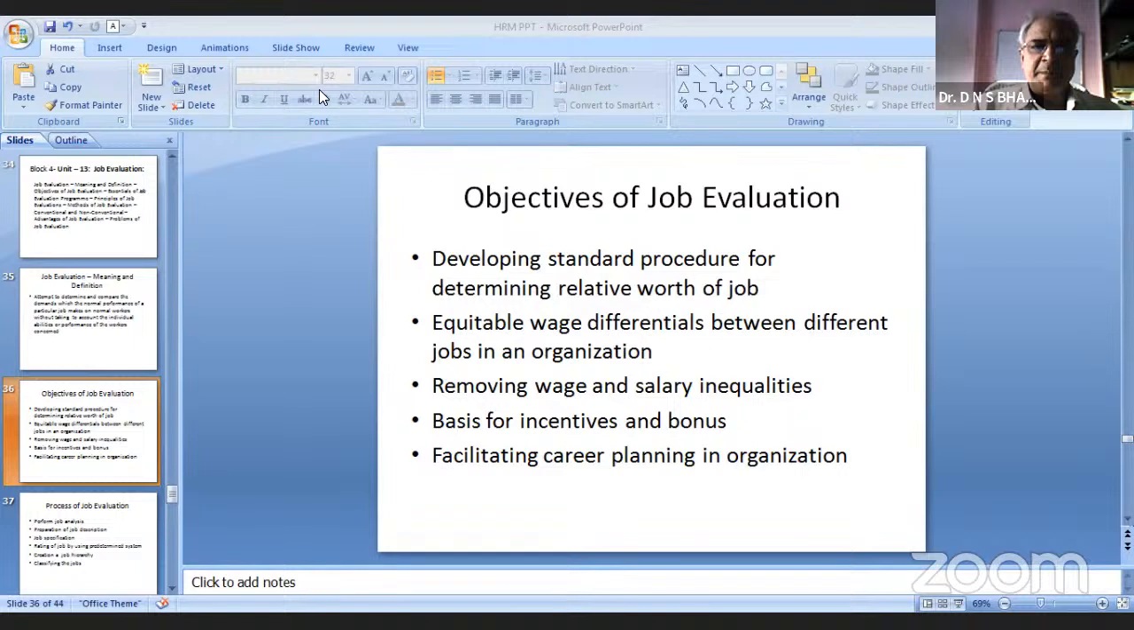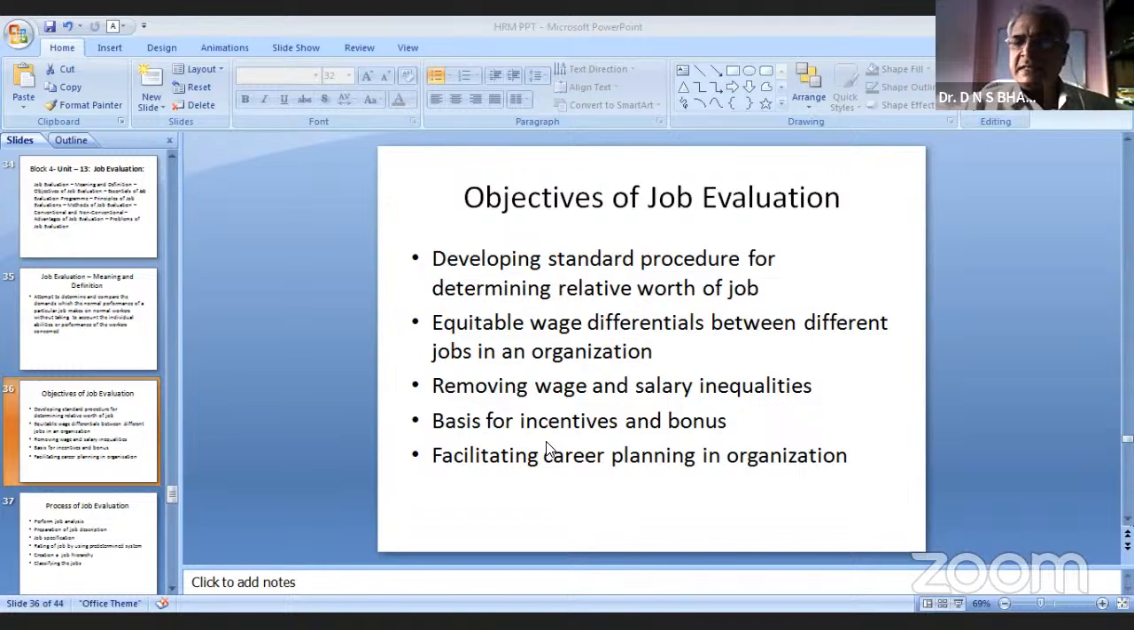Then, coming to the next aspect, removing wage and salary inequalities. Nowadays, in the majority of organizations, the difference between the employees who are performing the same type of job or the same category of job is completely different. If two persons work for the same job, with the same criticality, and they are paid two different payments, that is to be removed. When two jobs are evaluated at the same rank, we should pay equal compensation to both employees.